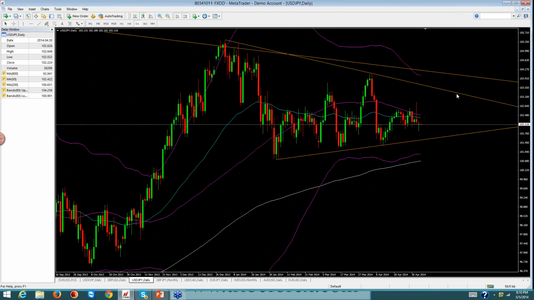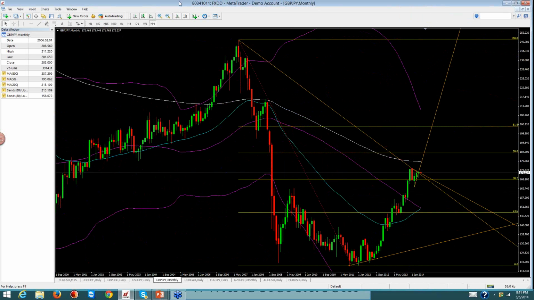The dollar yen, big sell bar, didn't quite make it down. Okay, and we're still sitting here in consolidation. I'm going to watch for that and see where price goes from here.